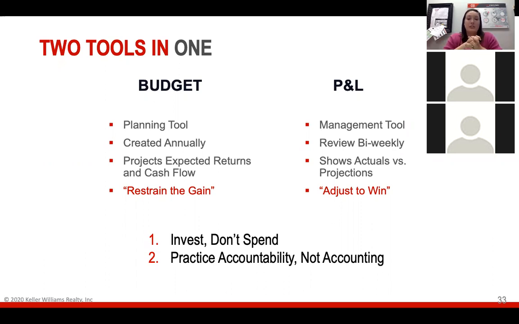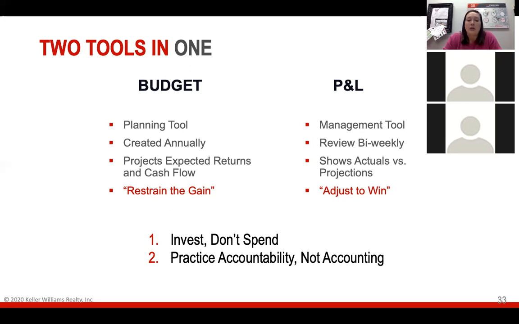So what you're going to use is your budget, which is a planning tool. You create this annually. It helps you project expected returns and your cash flow, and it helps you restrain the gain. It keeps you in alignment. Your P&L, or your profit and loss statement, is your management tool. This is what you want to be reviewing bi-weekly. It shows your actuals versus your projections, and that helps you adjust to win.